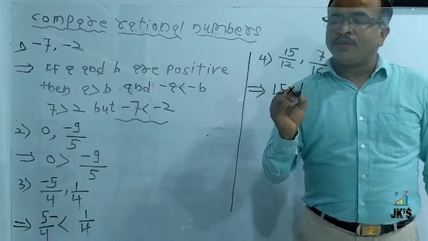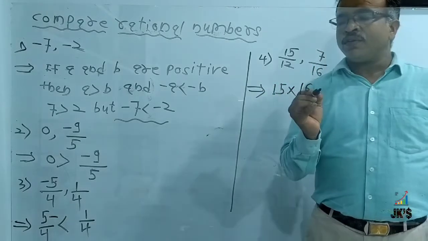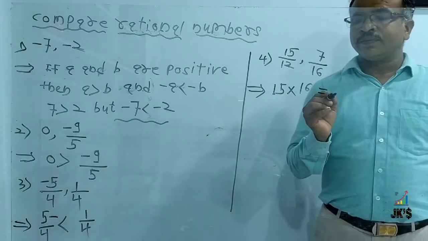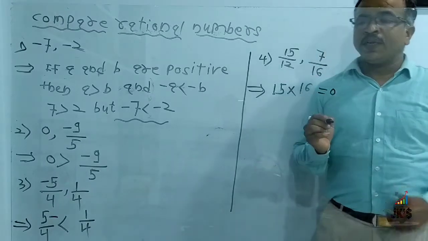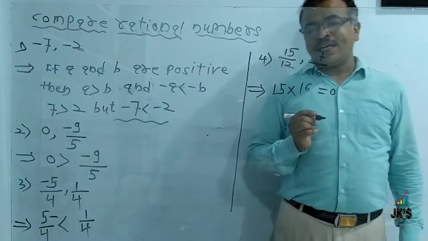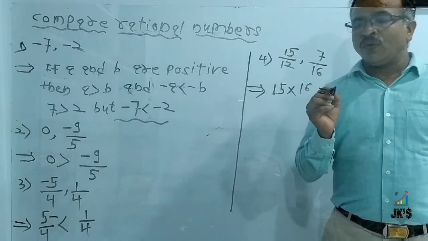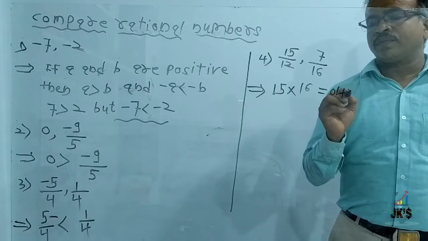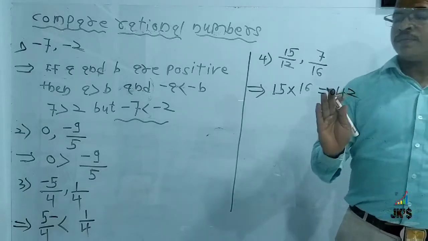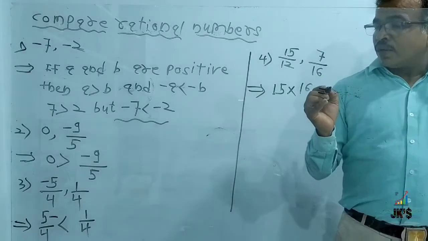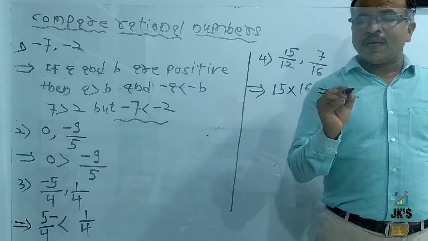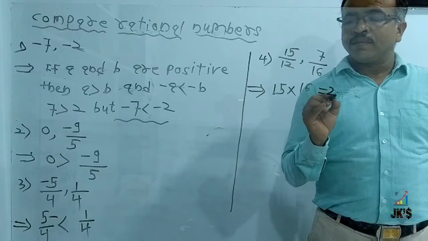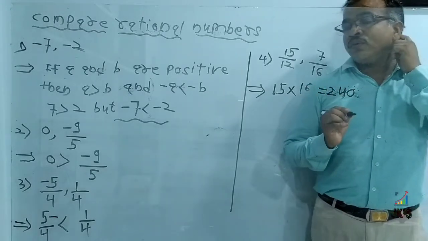15 into 16. 15 times 6 is 90, 15 times 1 is 15, plus 9 is 24, that is 240. Our answer is 240.